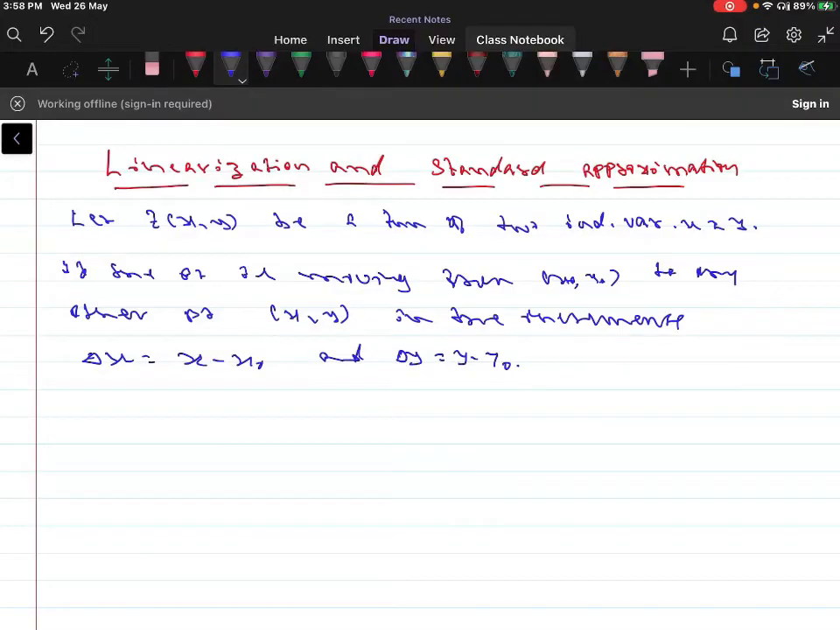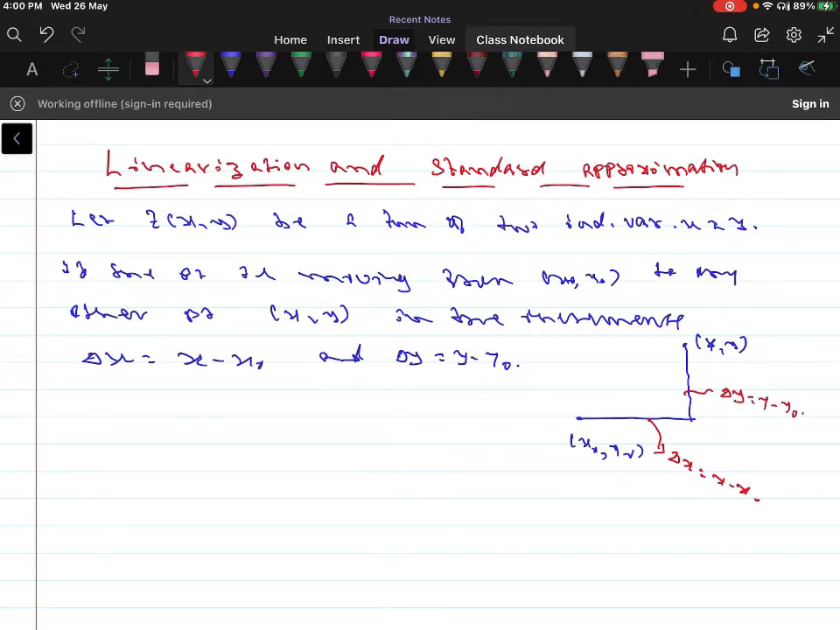So take a point in the plane. This is the point x naught comma y naught. It is moving to the point, let us say x comma y. x is varying from x naught by the increment delta x, where delta x is equal to x minus x naught, and y is varying from y naught with the increment delta y is equal to y minus y naught.